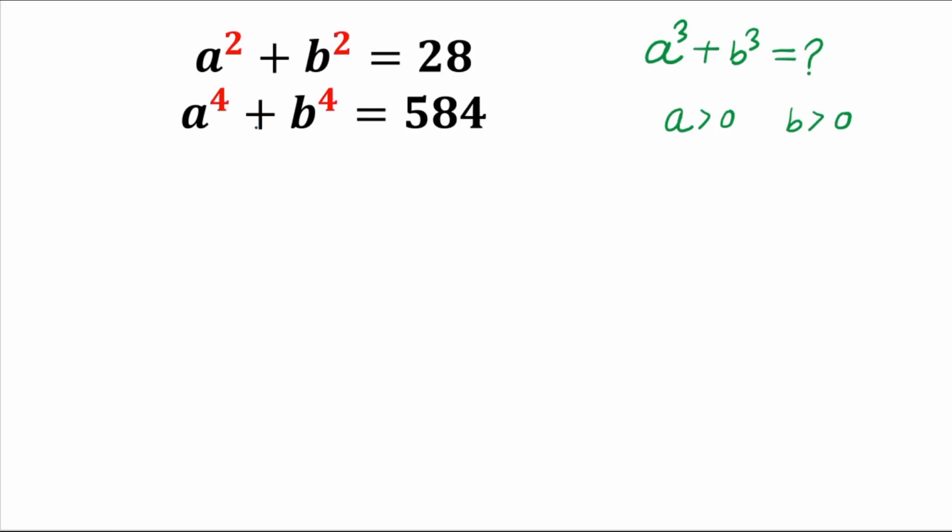Hello students, in this video we are going to evaluate the value of a cube plus b cube, where we have two equations. The first equation is a square plus b square equals 28, and the second equation is a power 4 plus b power 4 equals 584, where a and b are both greater than 0. Let us consider these as equation number first and equation number second.